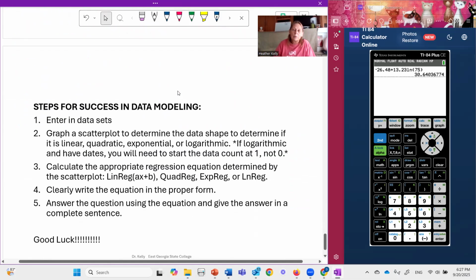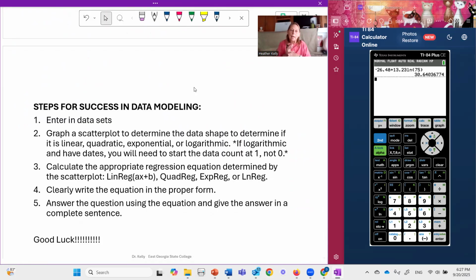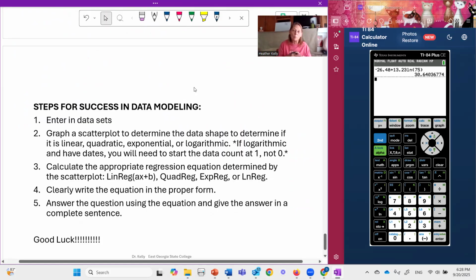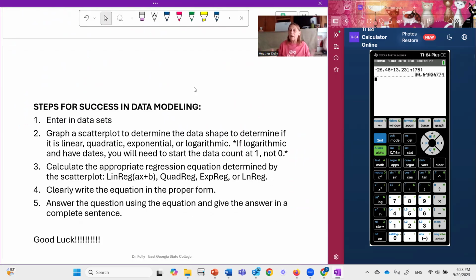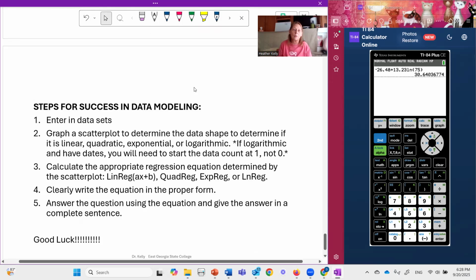Let's hit up this very last thing I want to say. The steps for success in data modeling. First, you enter in your data sets. Then you want to do a scatter plot and determine the shape. And that'll let you know whether you're dealing with a linear, a quadratic, an exponential, or logarithmic. If logarithmic and you have dates, you need to start the data count at 1, not 0.